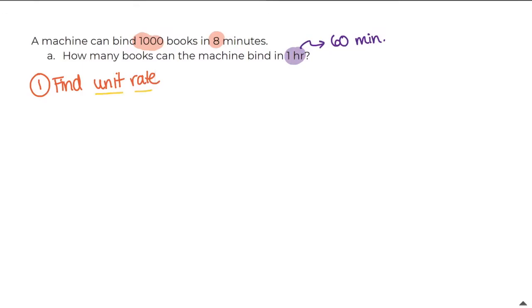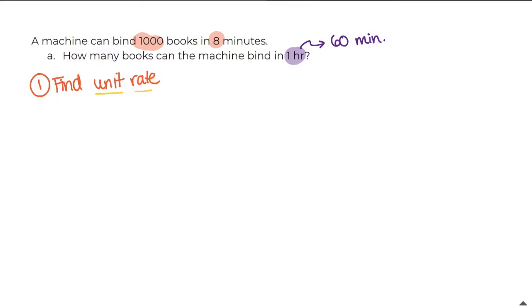Now, sometimes these are given in different orders, so we have to figure out what we have to divide and in what order. Would I divide 1,000 by 8, or would I divide 8 by 1,000? Well, let's think about this. Would it make sense to figure out books per minute, or would it make more sense to figure out minutes per book? Either one is fine. There's nothing wrong with that. But for me, I'd prefer to find out books per minute.